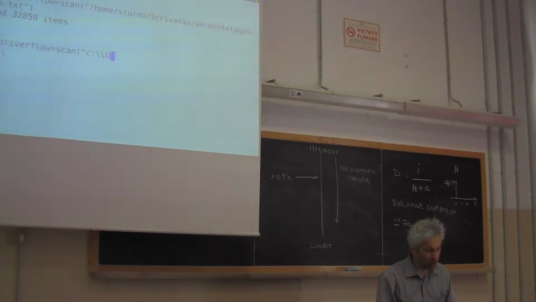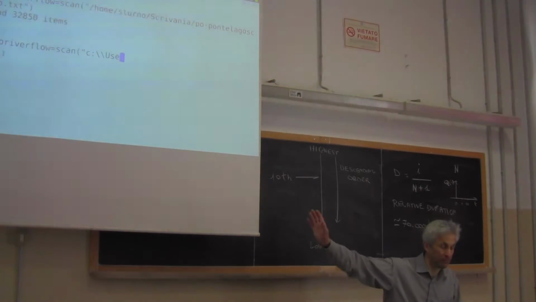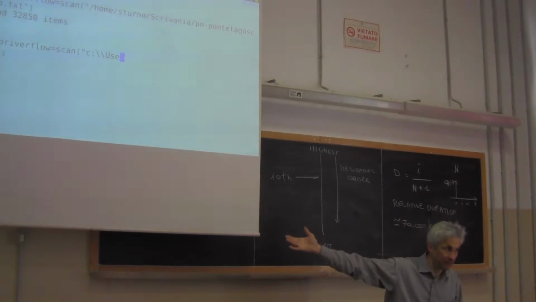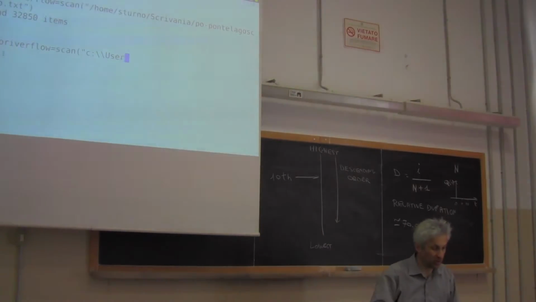So C, semicolon, and then you have to use not the slash, but this sign which is the reverse of the slash, okay? If you want to use the slash, you have to put it twice. And then users, be careful of the capital letters, check with the tab if you can find it. Okay, users, and then you have to put your name, and then documents.